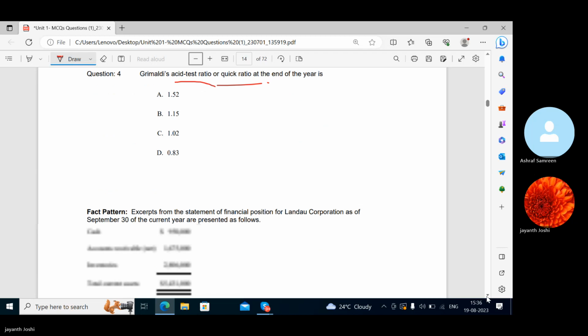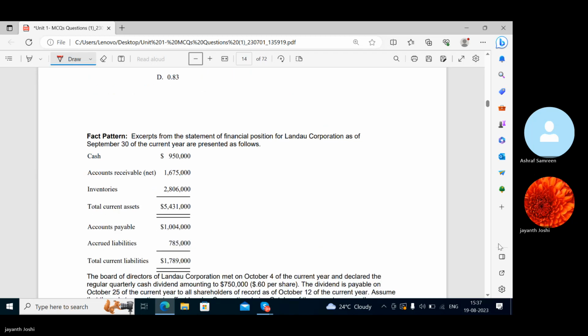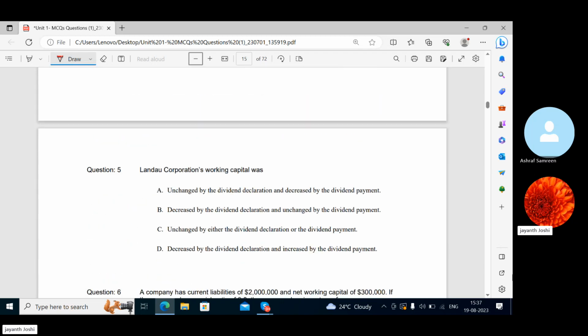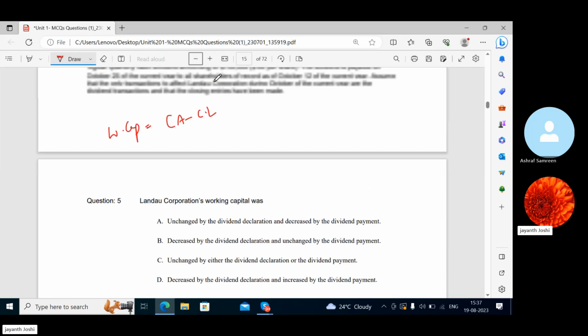Next question. So what are they asking? So let me tell you about working capital. Working capital is nothing but current assets minus current liabilities. And I have discussed working capital as well.